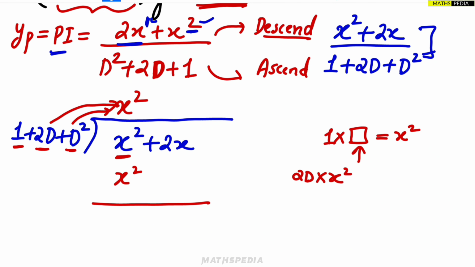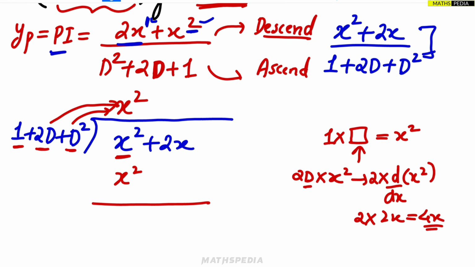What is the meaning of this? D meaning is, we have already discussed, d by dx. So it is 2 into d by dx of what? X square. What is differentiation of x square with respect to x? It is 2x. So 2 into 2x, which is equal to 4x. Simple. So that 4x has to be written below 2x, right?